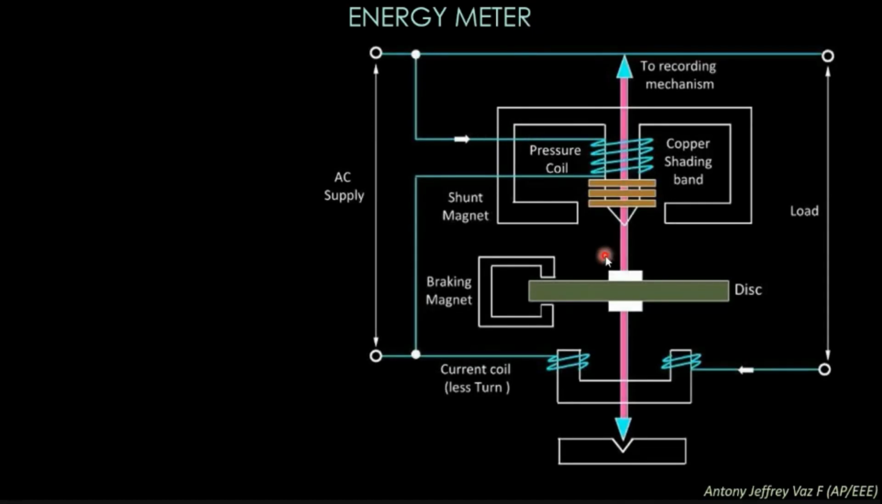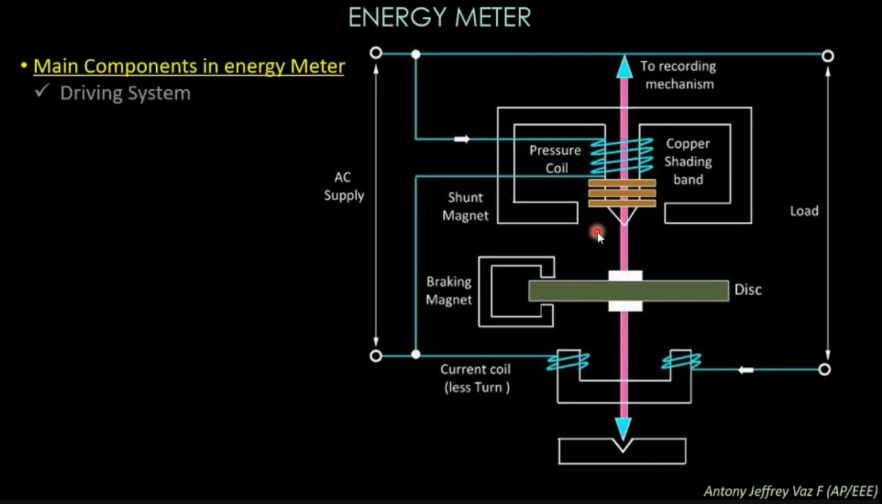Here you can see the complete construction of the energy meter. The main components of the energy meter start with the driving system. For the driving system, you can see there are two bearings. This is one bearing, and at the upper end there is another bearing, and this one is the shaft. In the shaft, you will have a thin aluminum disc. Here you can see the shaft is connected to the disc. This disc is free to move.